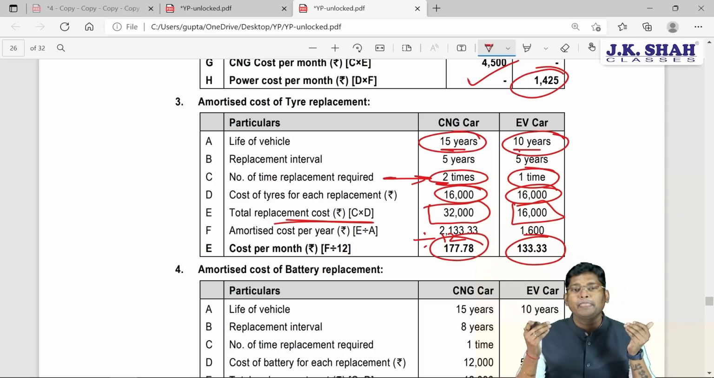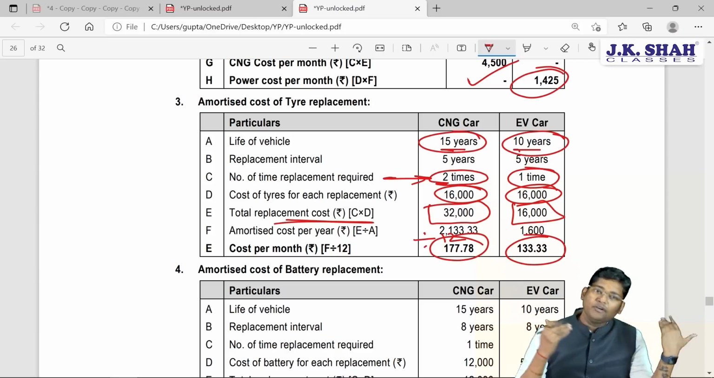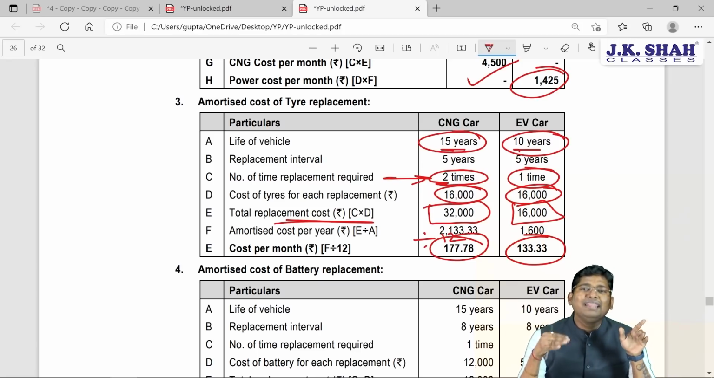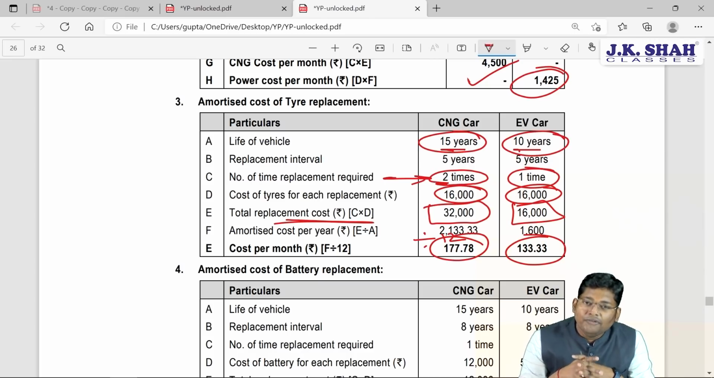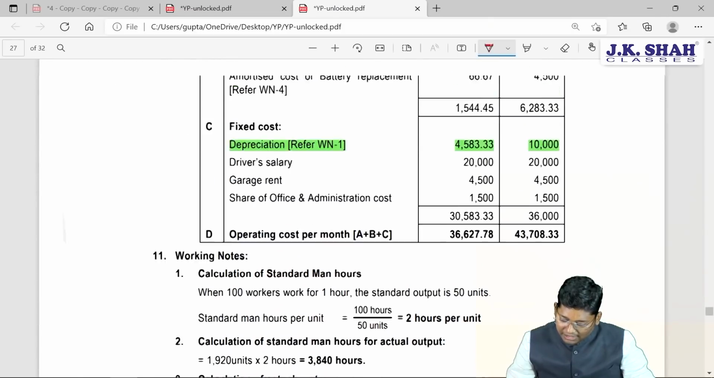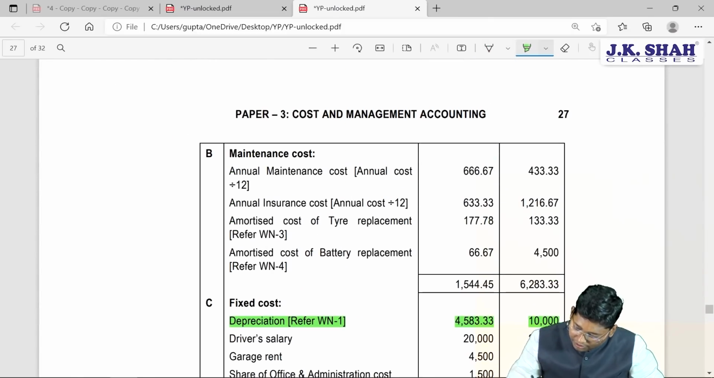So what we are doing: first we completed the calculation of the number of replacements required. According to that, we computed the overall life's cost. Right, 32,000 and 16,000 is the cost which we are going to incur for the entire 15 years and 10 years of the asset's life. We divided them by the respective life. We calculated the amortized cost per year, and when you divide that by the number of months, you get the monthly cost, and the amortization expense is also recorded in your solution. You can see the amortization expense is recorded under maintenance cost. So the annual amortization expense we have converted into monthly expenditure.